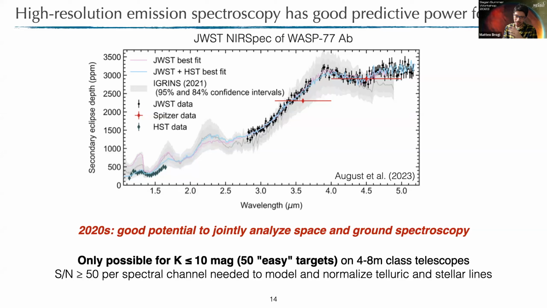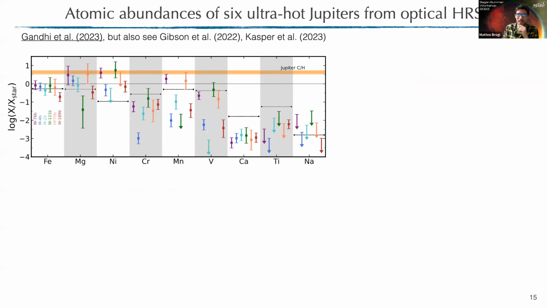And the main requirement is due to the fact that you need quite a lot of signal to noise per spectral channel. That 50 is quite conservative. You can go a bit lower than that, but not too much lower than, say, 10, 20 per spectral channel, to be fair. So this was about the molecules.